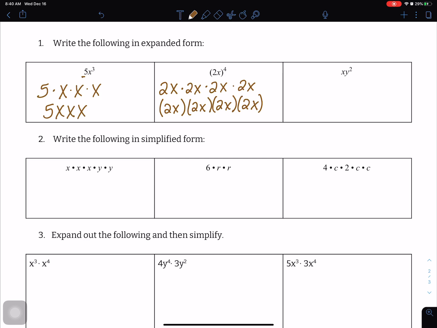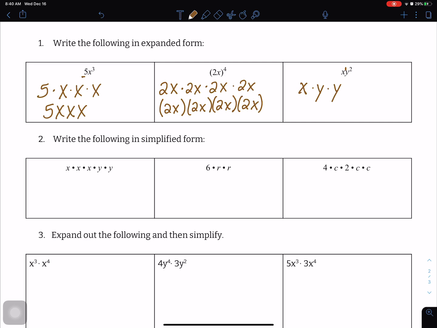The last one, really paying attention to where the exponents are. The x doesn't have an exponent. It would have an exponent of 1. The 2 is only affecting the y, so it's going to be x times y times y. Our coefficient is 1, so we don't have to write it. You can. There's nothing wrong with that. And then that is just putting them in expanded form.